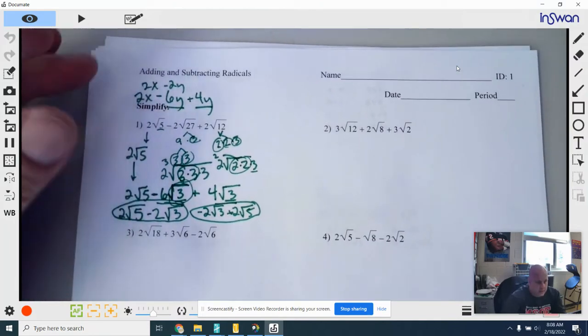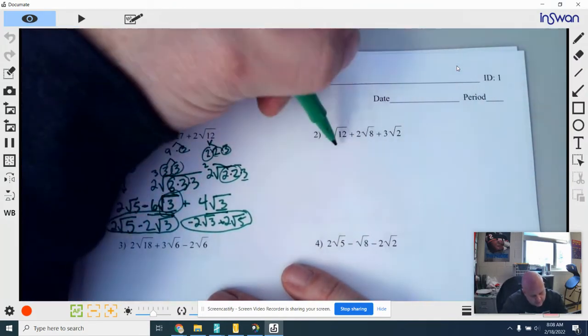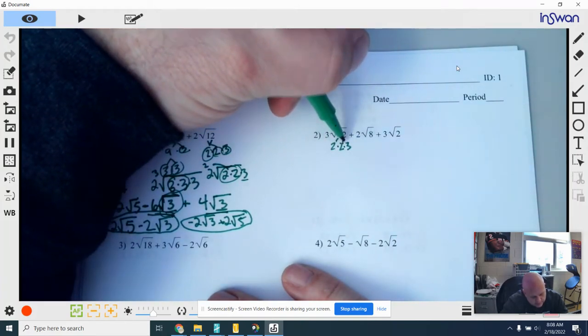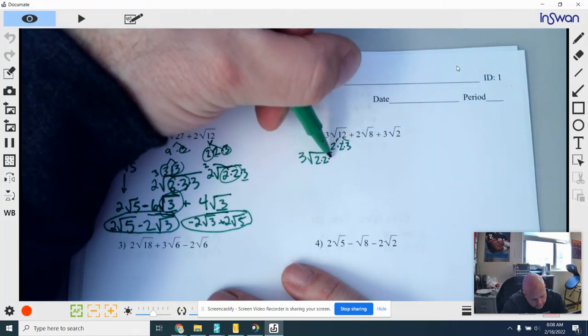Okay, number 2. Starting off, I see this 12 needs to be broken down, and I know from this last one, 12 is going to break down to 2 times 2 times 3. Okay, so I got the 2 times 2 times 3.